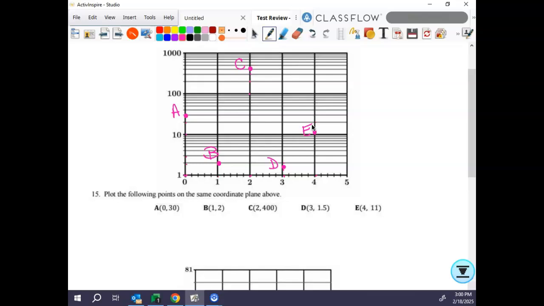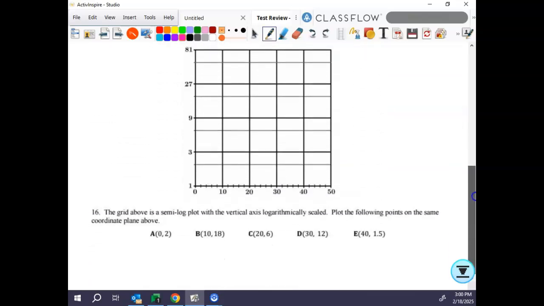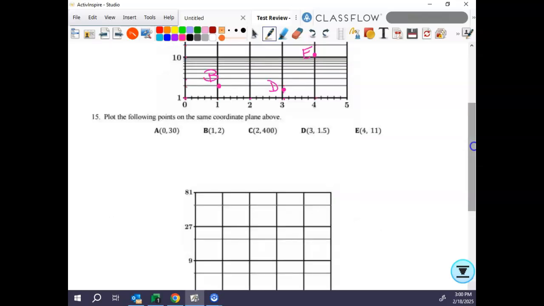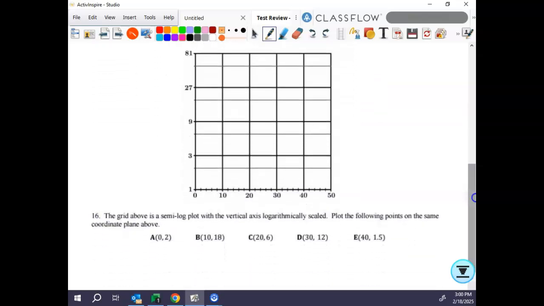All right. I think we're doing the same thing again here. So this is also logarithmically scaled, but it's not by tens, because they're not necessarily always by tens. If I was to write this out, this is by 3. So this is 3 to the 0, 3 to the first, 3 to the second, 3 to the third, 3 to the fourth. Okay.